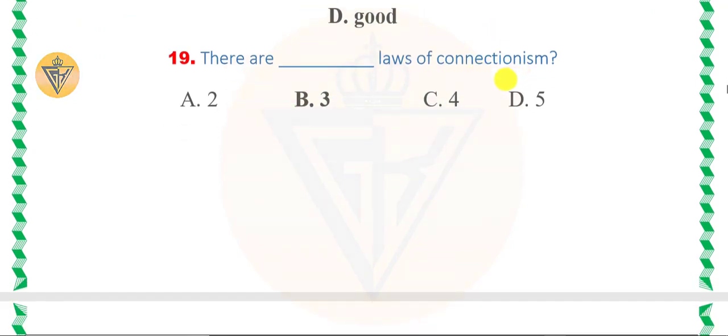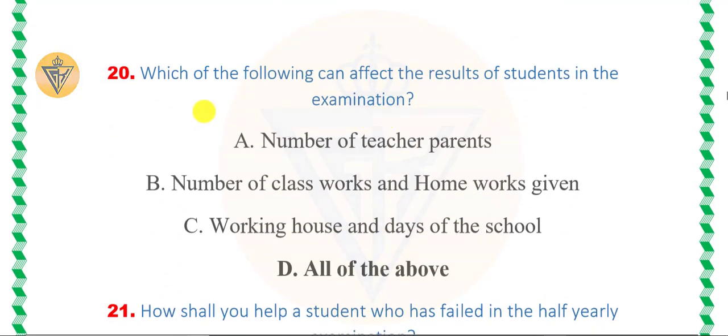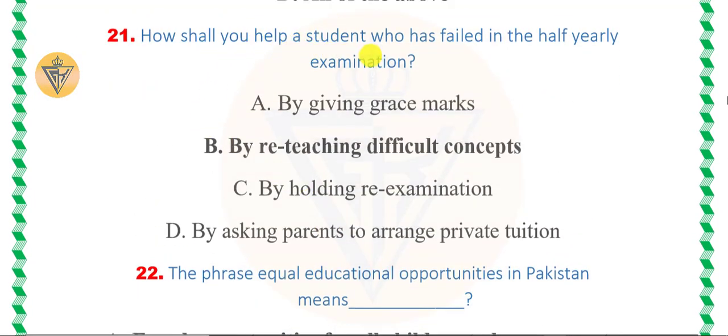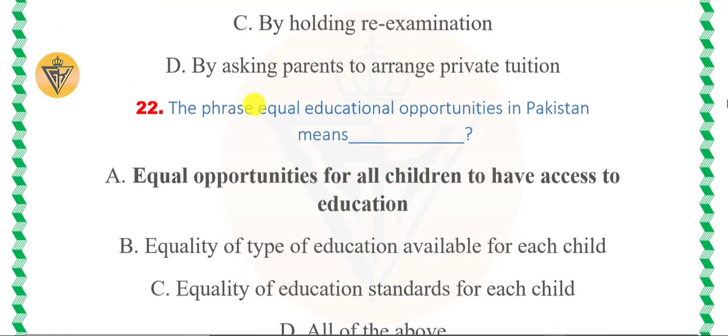There are dash laws of connectionism. Option B, there are 3 laws. Which of the following can affect the results of students in the examination? Option D, all of above. How shall you help a student who has failed in the half yearly examination? Option B, by teaching difficult concepts.